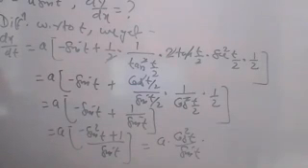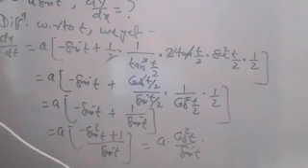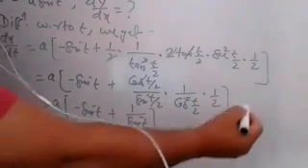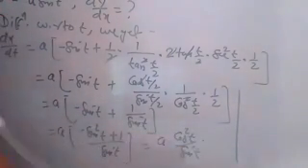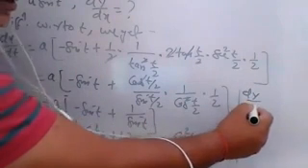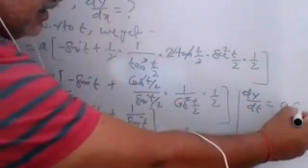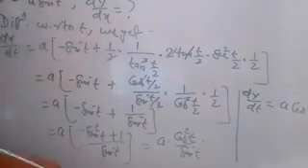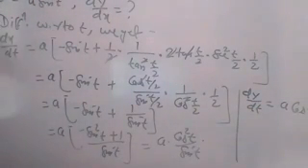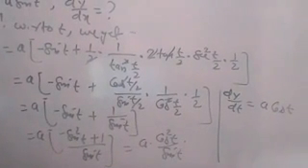Get it? Okay. Now you find the value of dy by dt. In the same way, the value of dy by dt is equal to a cos t. Write it here: dy by dt is equal to a cos t. Now you have to find the value of dy by dx. Understand?